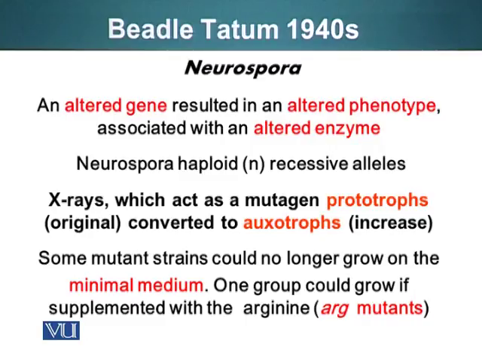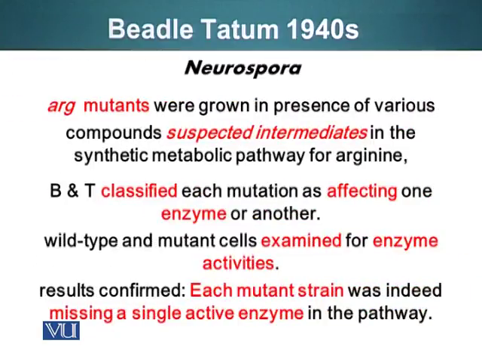They realized that if they supplemented the media with certain amino acids or certain chemical compounds, they were able to grow those mutants. Let's look at that. Mutants that required arginine plus the minimal media to grow, they called Arg mutants. And they saw different versions of Arg mutants present in the specimen. So they realized that if arginine is the compound that is missing, let's see if the precursor to arginine can also recover these mutants.